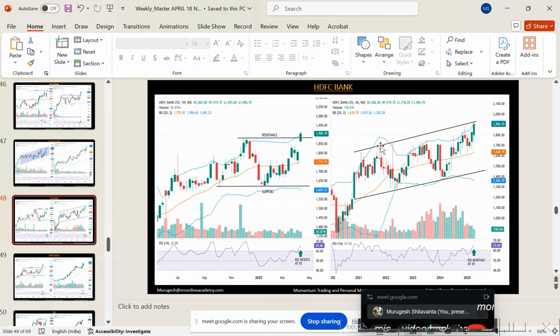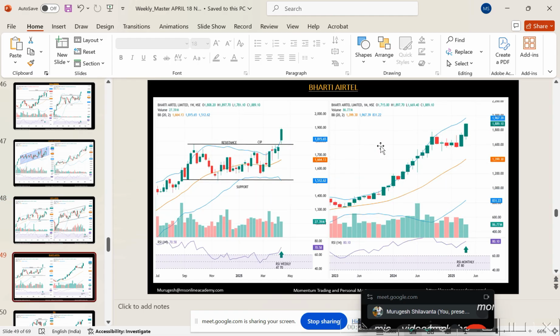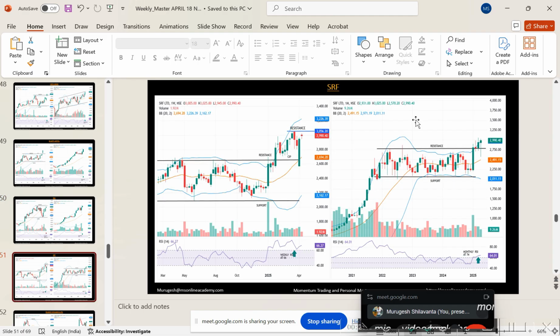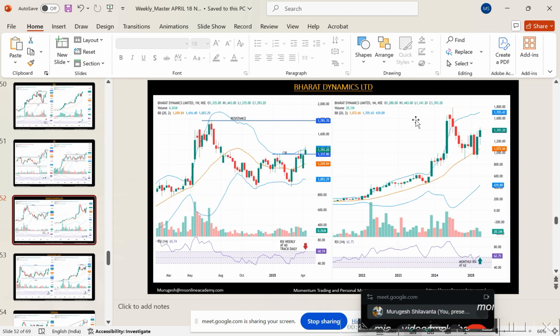Wealth creation. Okay, HDFC all time high, Bharti Airtel all time high. BSE, we need to be very careful with this one because it is at resistance and round number 6,000. Last time it was rejected at the same price. So let's see how it will behave. SRF, consolidation pattern breakout. Bharat Dynamics, value buying in weekly and monthly. It is above 60.